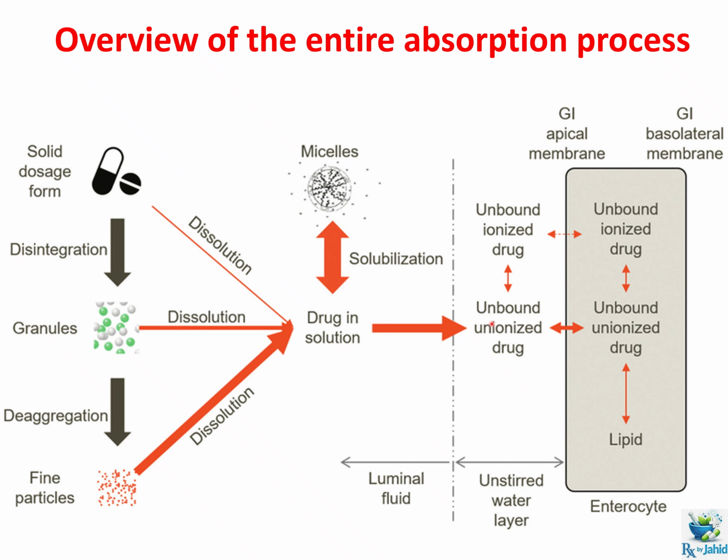So we can see that unbound, unionized drug will get absorbed into the enterocyte, and from the enterocyte it will come into the blood. So this is the GI lumen, this is the enterocyte cells, and this is the blood. This is the overall absorption process.